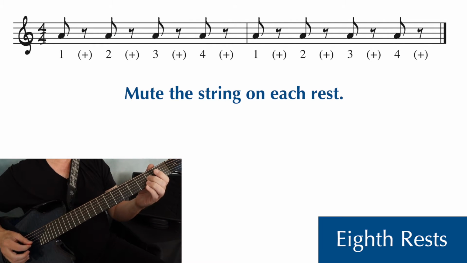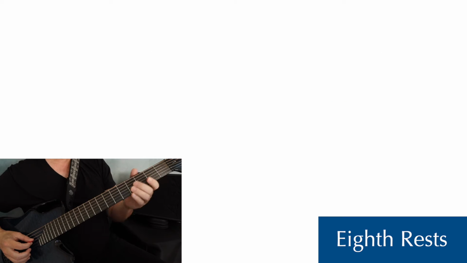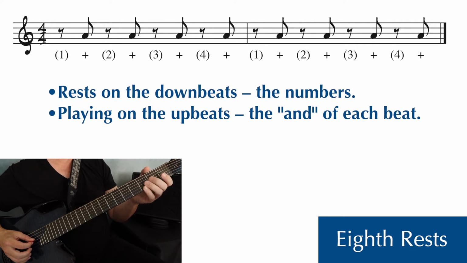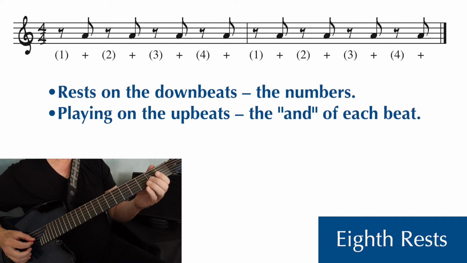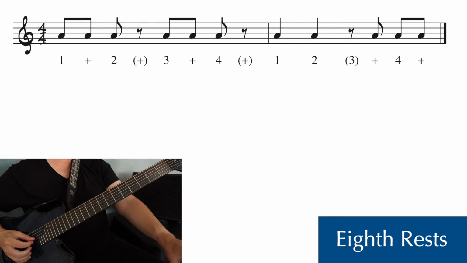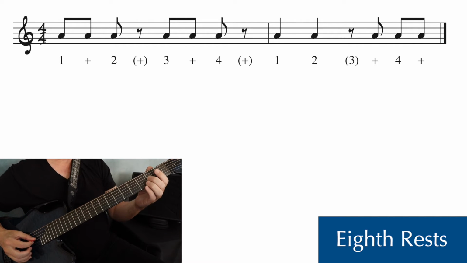1 and 2 and 3 and 4 and 1 and 2 and 3 and 4 and. Our next example is also in 4/4 time. This time the eighth note rests fall on beats 1, 2, 3, and 4, and we're playing on the ands of the beat with those single eighth notes. 1 and 2 and 3 and 4 and 1 and 2 and 3 and 4 and. And the rhythms are more mixed up in this third example. 1 and 2 and 3 and 4 and 1, 2, 3 and 4 and.